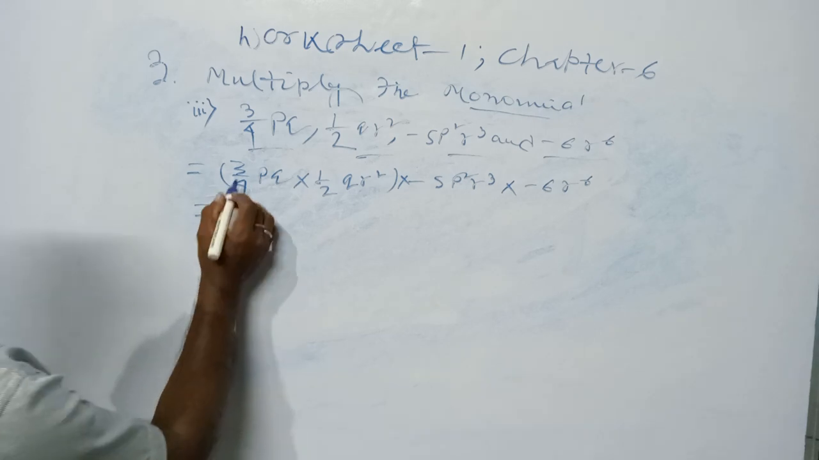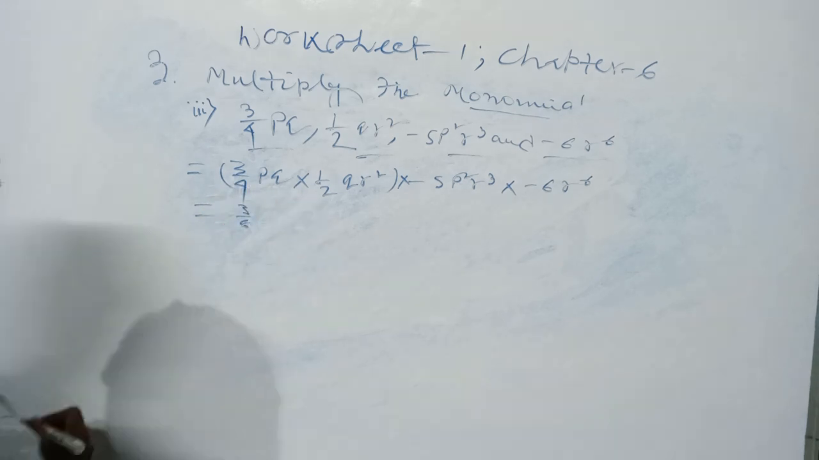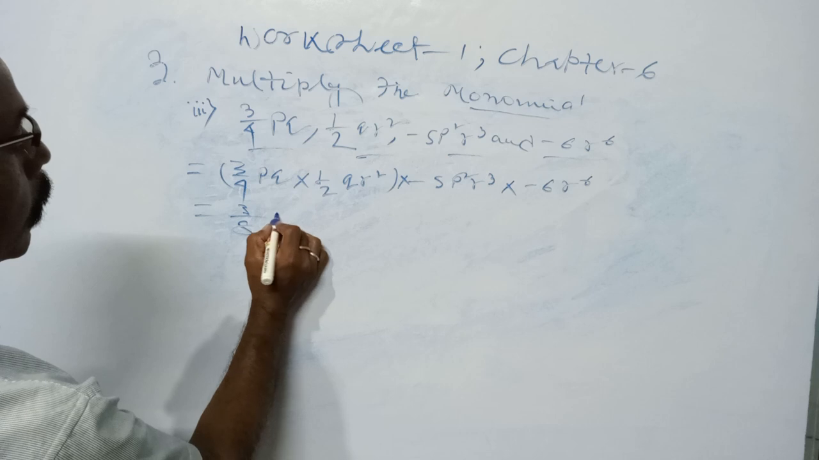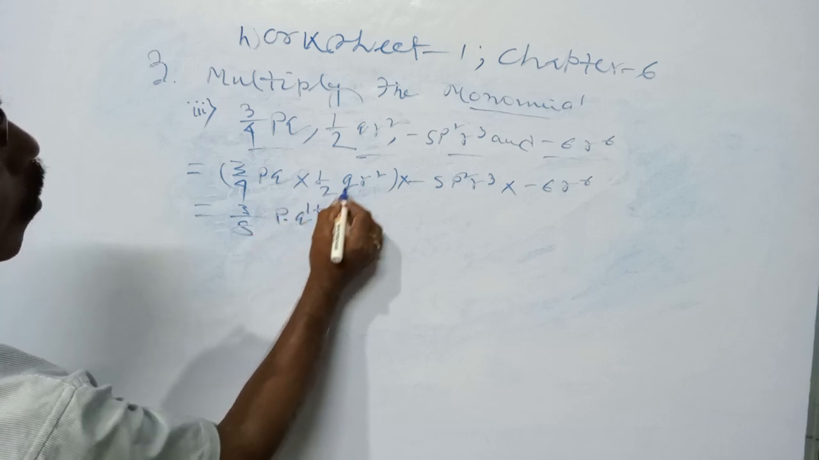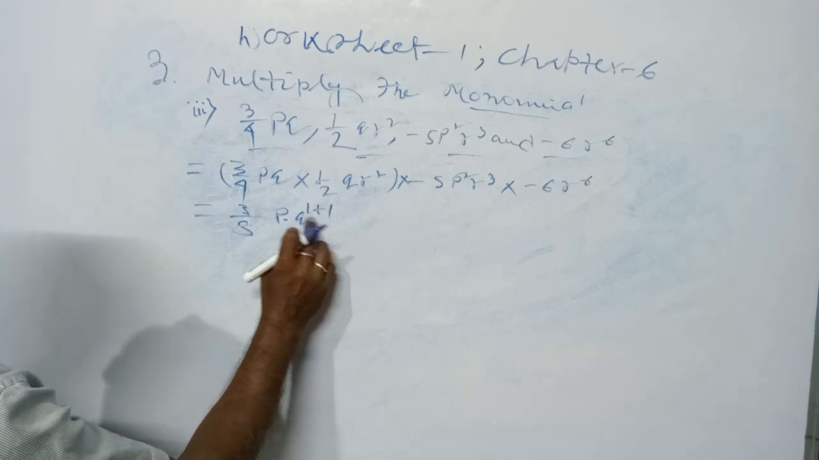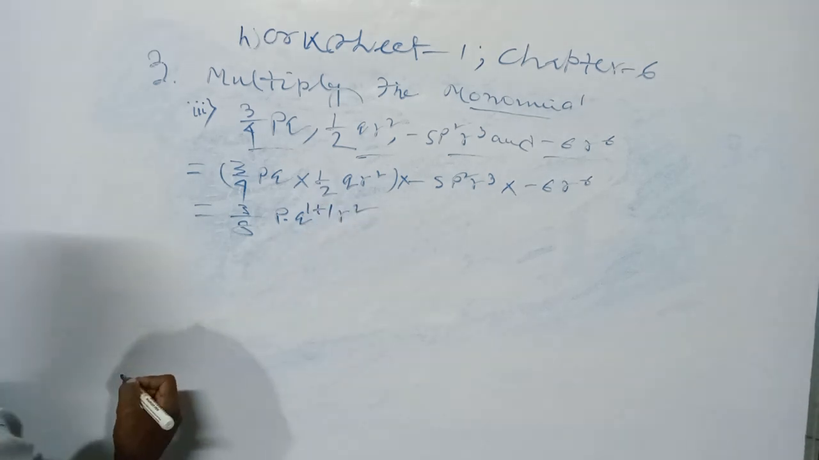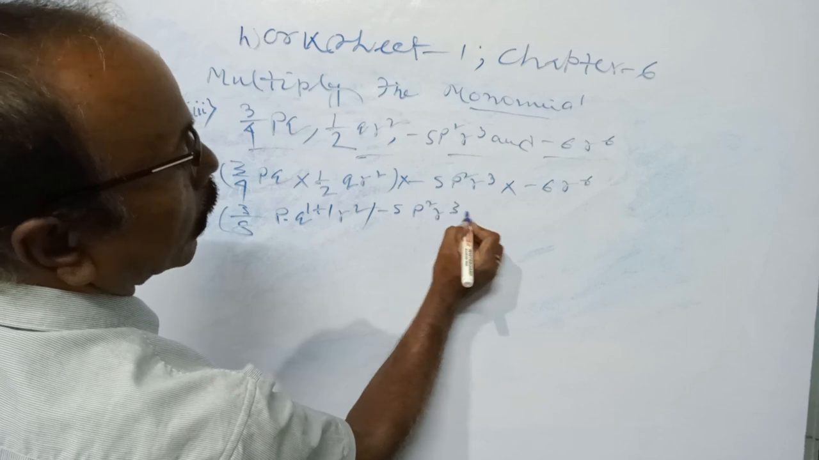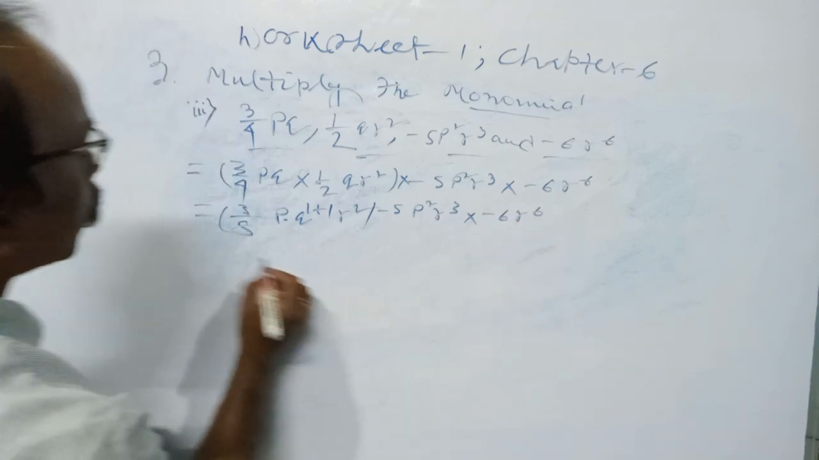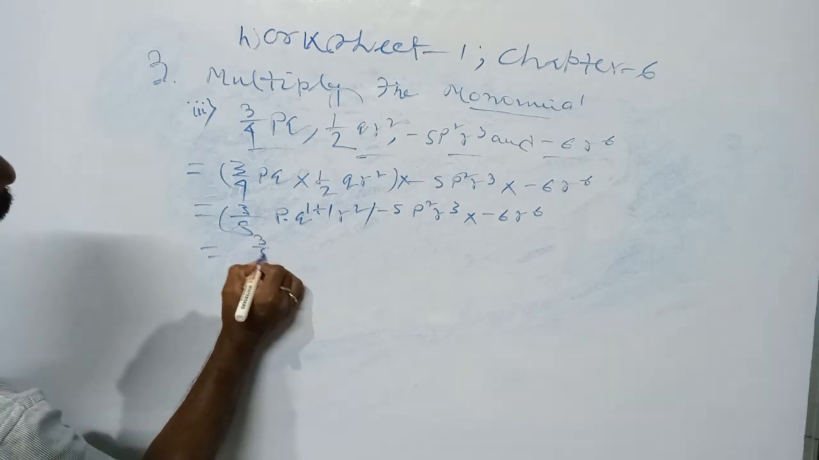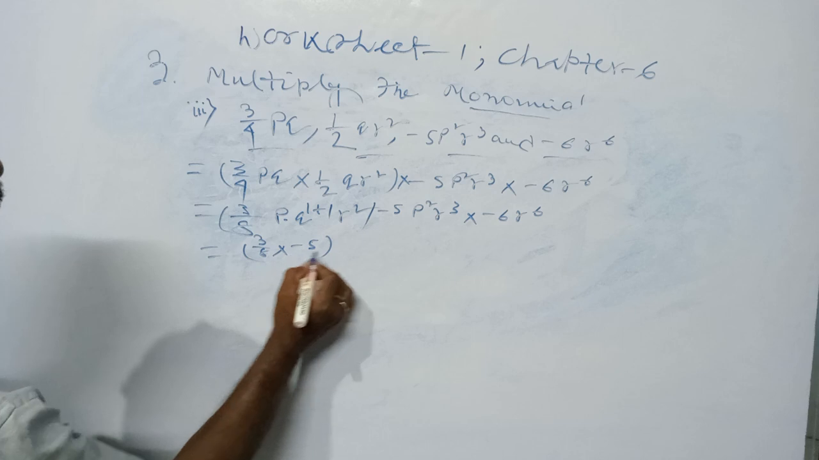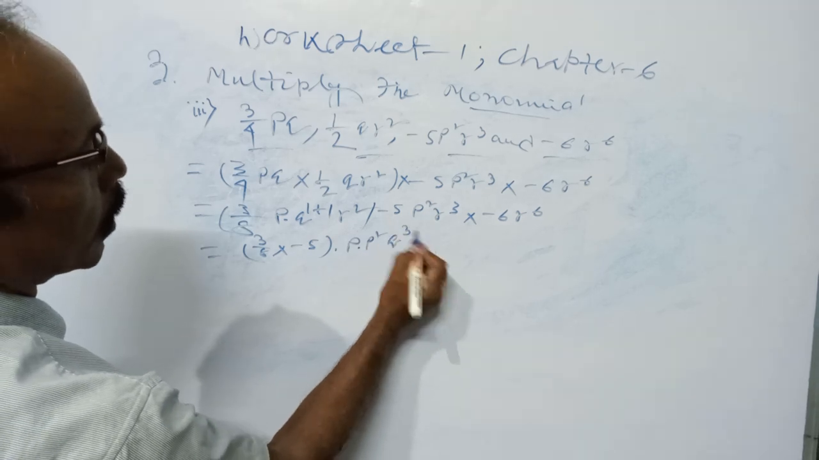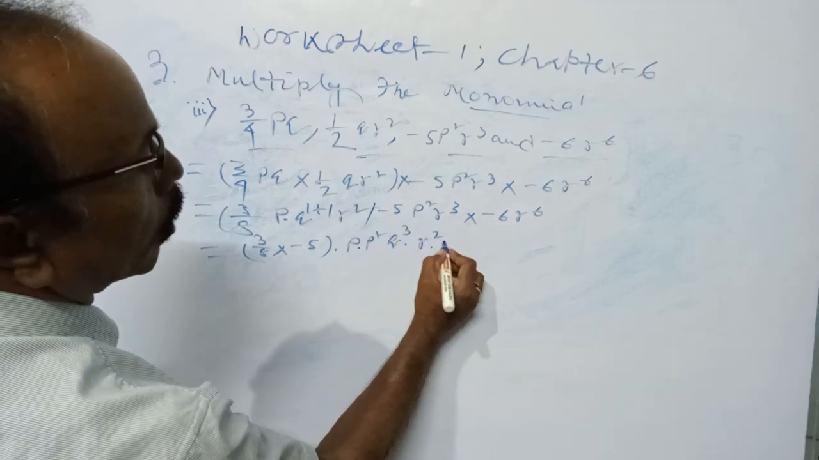You see, here is 3 by 8, 3 upon 8 P Q to the power 1 plus 1, as here is also Q, so 1 plus 1, R square. Am I clear? Next, minus 5 P square R to the power 3 into minus 6 R to the power 6 is equal to 3 by 8 into minus 5 P into P square, Q to the power 3 into R to the power 2 into R Q.